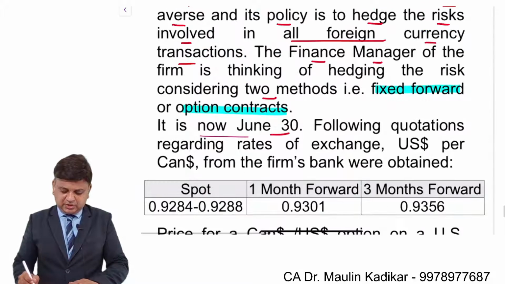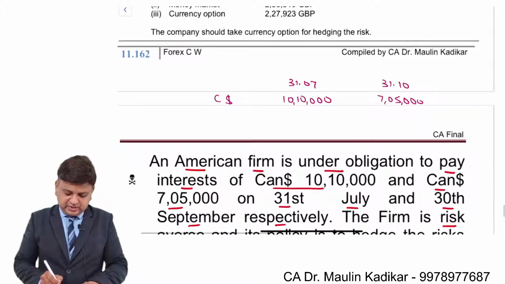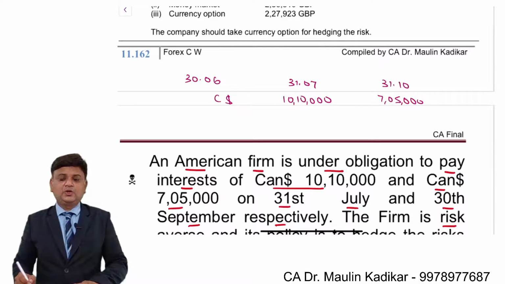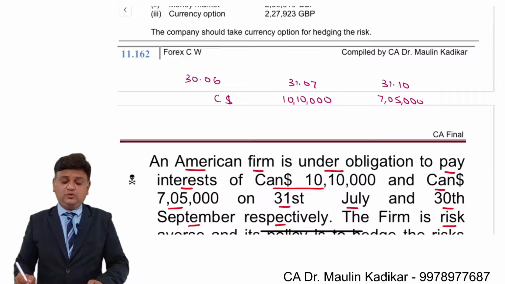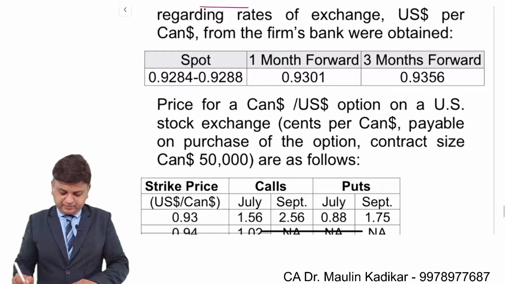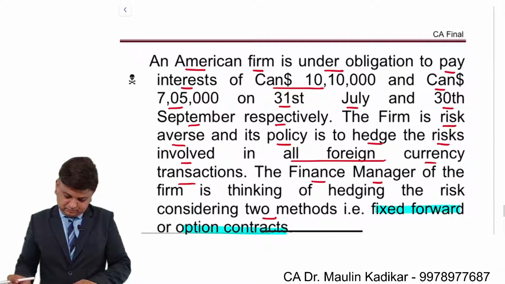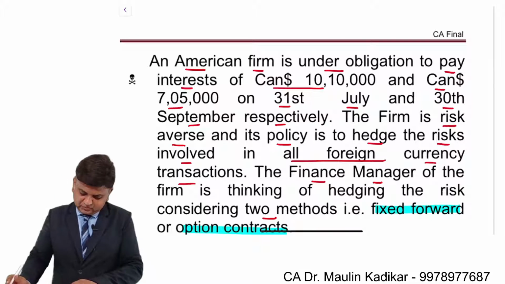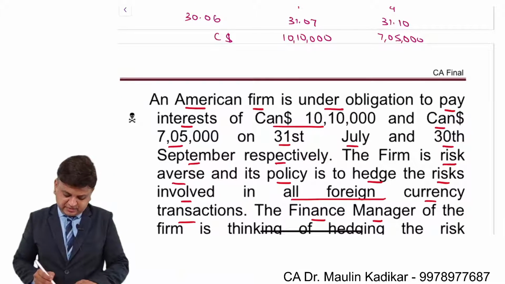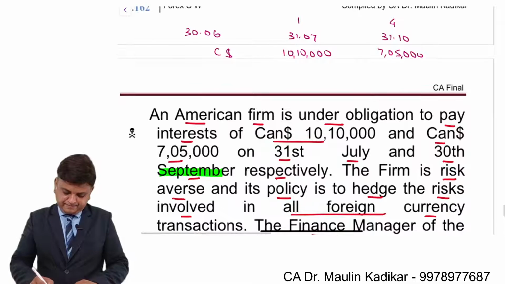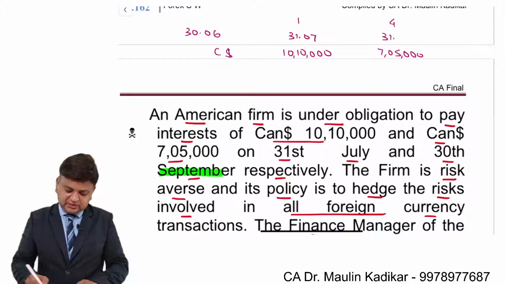It is now 30th of June. So today's date is 30th of June, like that information is given. So there are two dates on which we have to make the payment. One is after 1 month and another, the second one on 30th of September, is after 3 months.